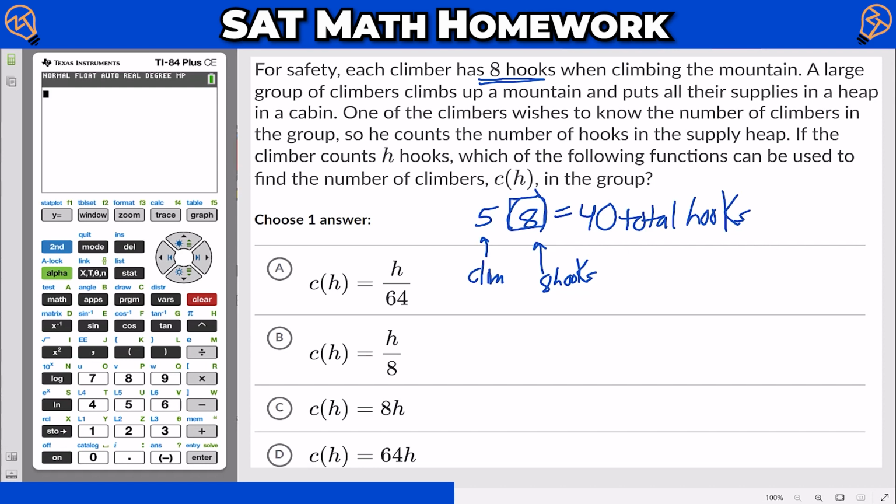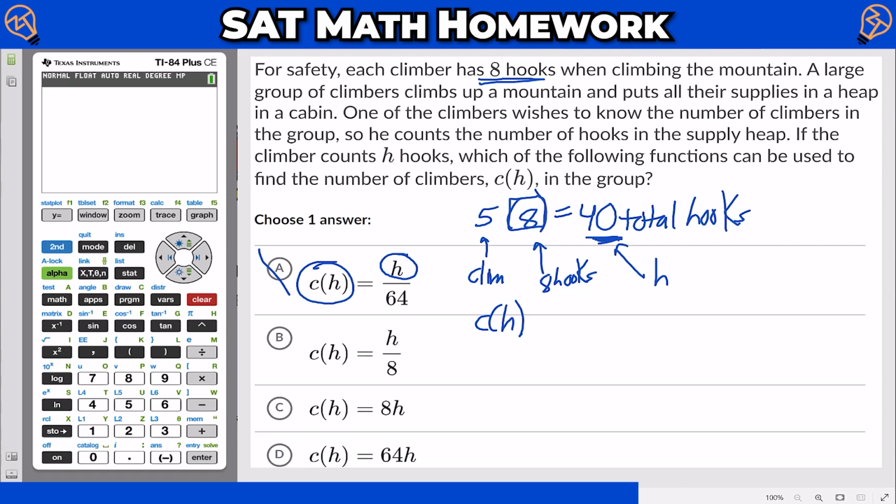So if we've determined that 5 in our case is the number of climbers, 8 is the number of hooks per climber, which they gave us, and 40 is the total hooks, here I might do process of elimination. If there's 5 climbers, and I take my 40 hooks, is 40 divided by 64 somehow going to give me the other number, 8? No, that doesn't make sense. So I'll eliminate that one.